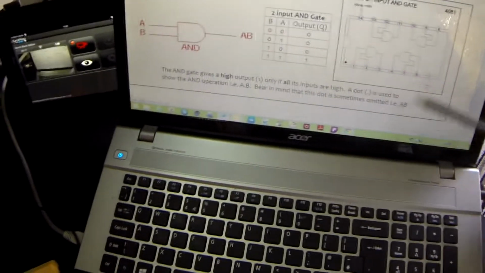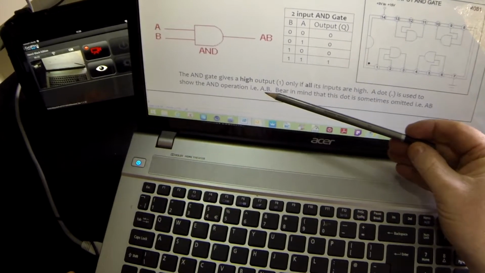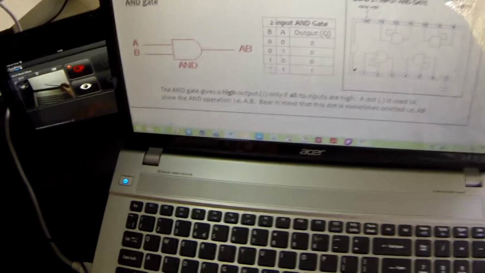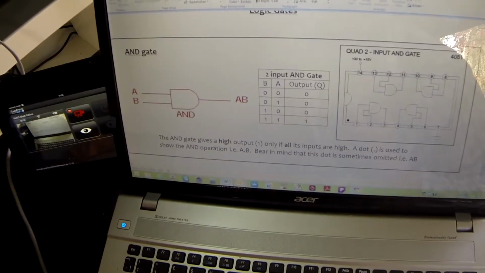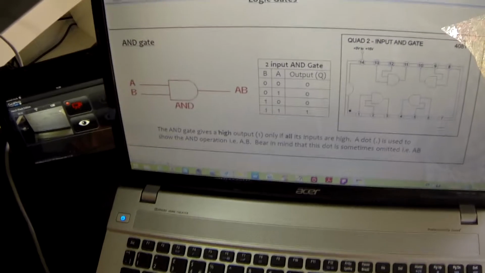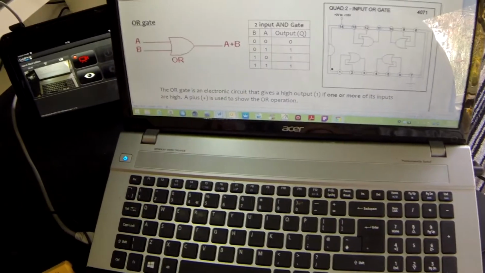A little bit of extra information here is telling you that the dot, i.e. A and B, the dot represents an AND operation. This is called Boolean algebra and actually comes up in A level, but it's worth mentioning because in quite a few of the textbooks you might well see that. So let's move on to the second practical.